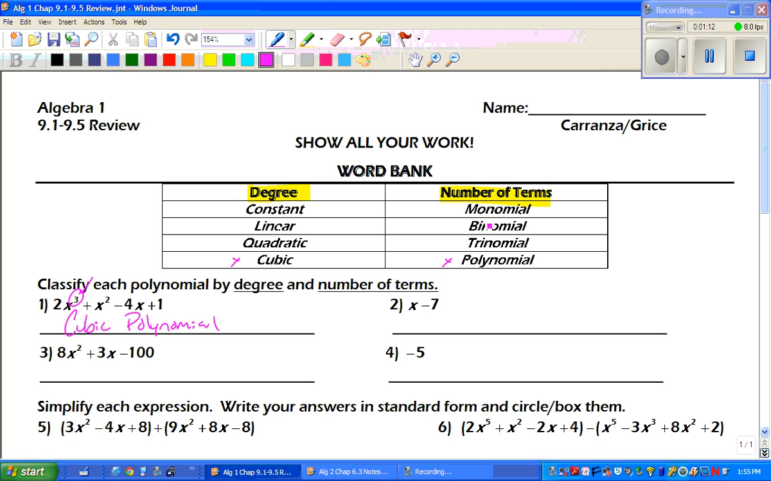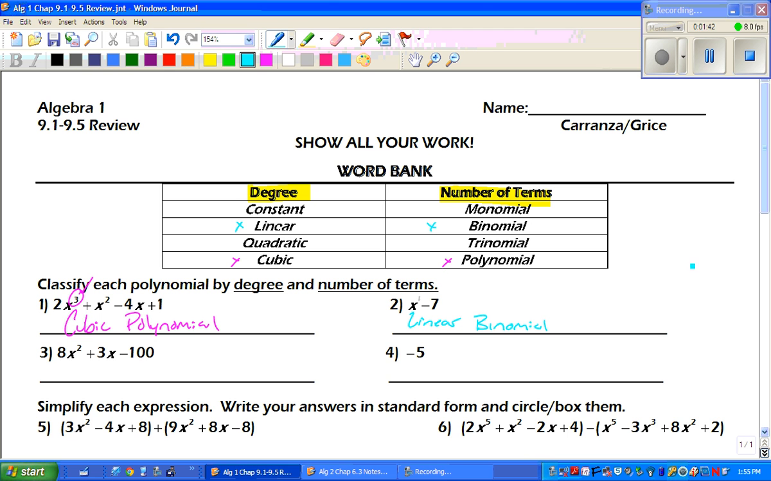Let's look at the next one where it says x minus 7. Now even if we don't know it, that x has a little 1 attached to it. So that little 1 means that it's linear. And now count the terms: 1, 2. 1, 2 means that it's a binomial because bi means 2.